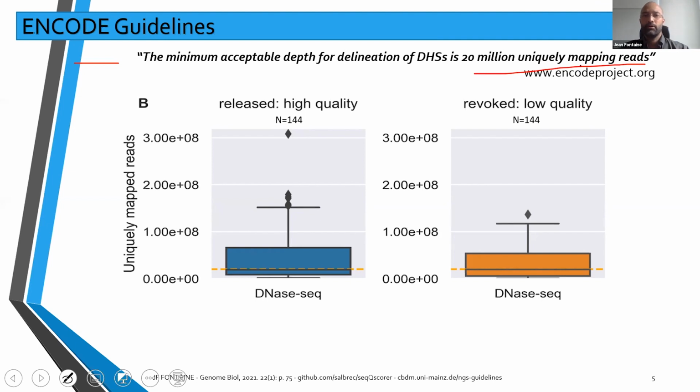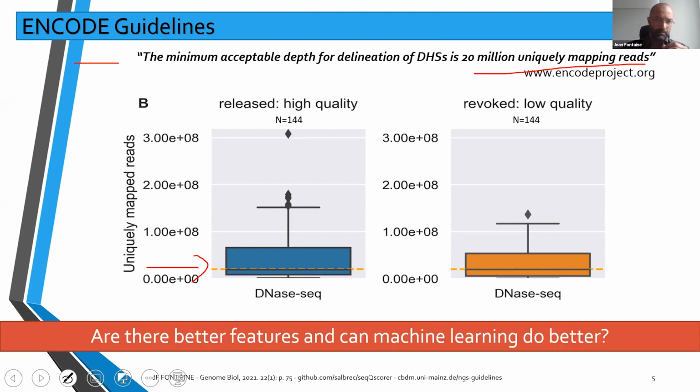I took a set of high quality files on the left side and a set of low quality files on the right side from the same database, from ENCODE. And I'm comparing this 20 million reads, this orange line, to where it stands in the distribution of values for uniquely mapping reads. And we see that we cannot use it to differentiate these high and low quality files. So maybe it's a good minimum to achieve, but as a practical tool, it is not optimal. Are there better features, and can machine learning do better? This is the main point of this work.